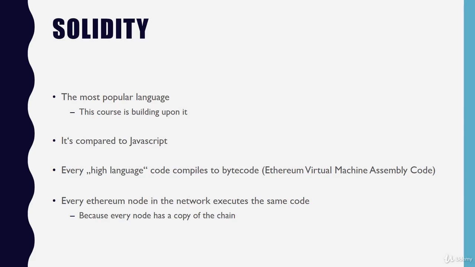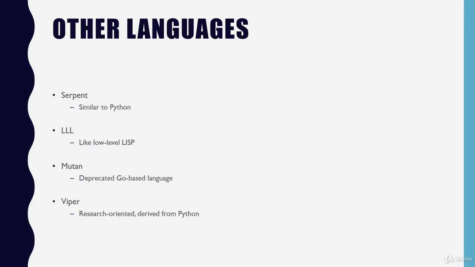It's always compared a little bit to JavaScript. I personally found that it's not really like JavaScript, but because the other languages are completely different languages, Solidity is essentially a little bit like JavaScript. Every high-level language, like Solidity, compiles the code to bytecode, which is essentially Ethereum Virtual Machine assembly code. And every Ethereum node in the network executes the same code, because every node has a copy of the whole blockchain.